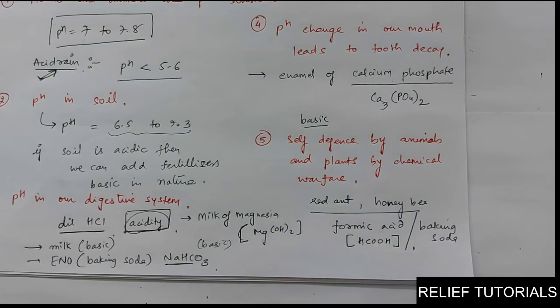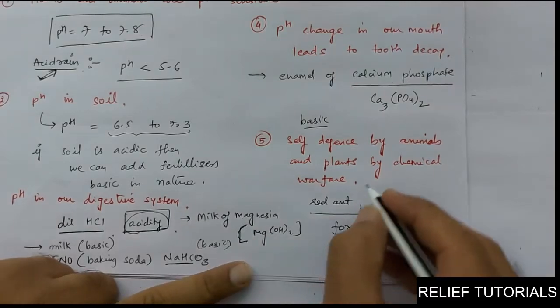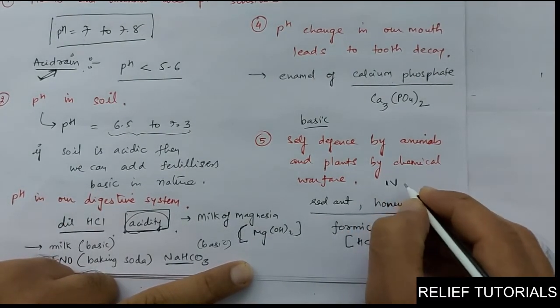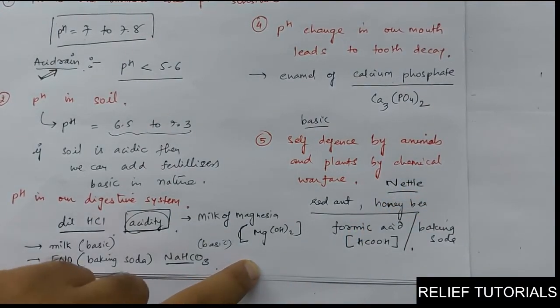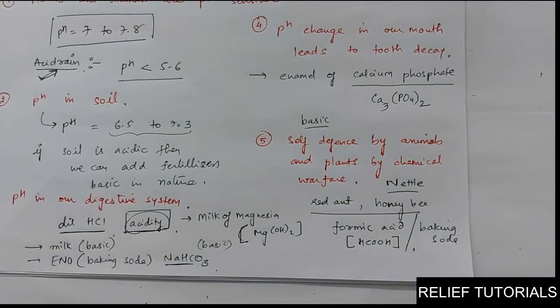So red ants, honeybees and such insects defend themselves by injecting acid into the opposing animal. They protect themselves by this type of chemical warfare. Even plants do. Have you heard about nettle leaves? The photograph is given in your textbook. Please look at that. Nettle leaves have particular stinging hairs.